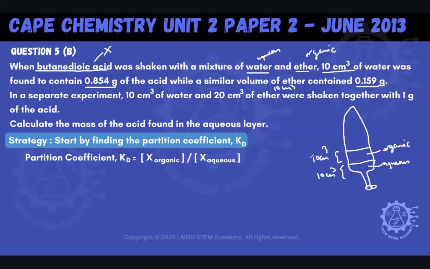In my organic layer, which is the top layer I'm focusing on now, there was 0.159 grams of the acid. And in the aqueous layer, we had 0.854 grams in that 10 cm³. So right now we have a partition that got set up between my aqueous layer and my organic layer, and I have the concentrations because I know mass and I know volume.